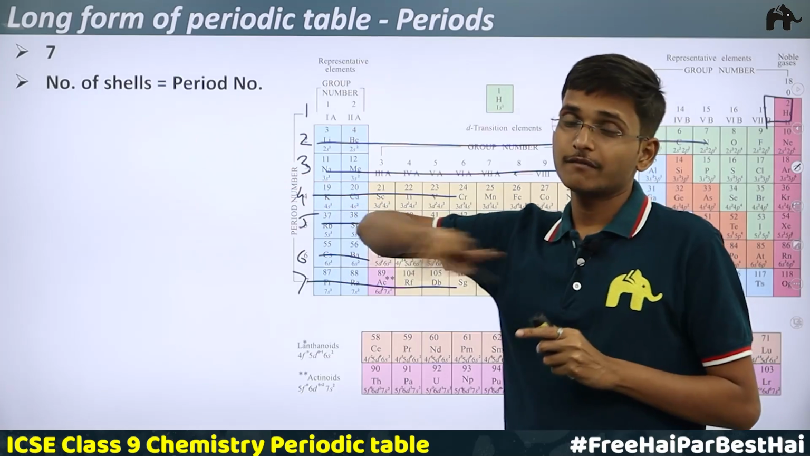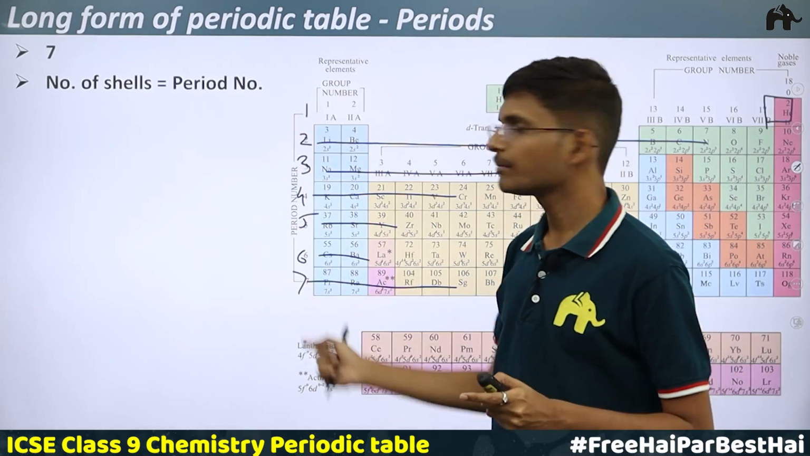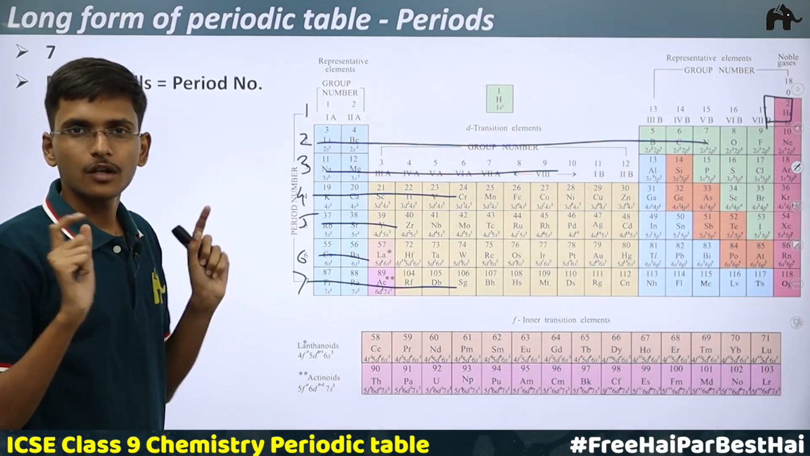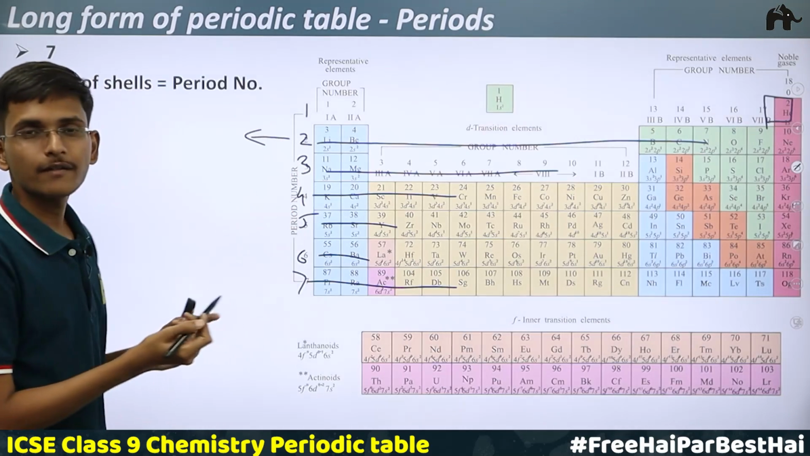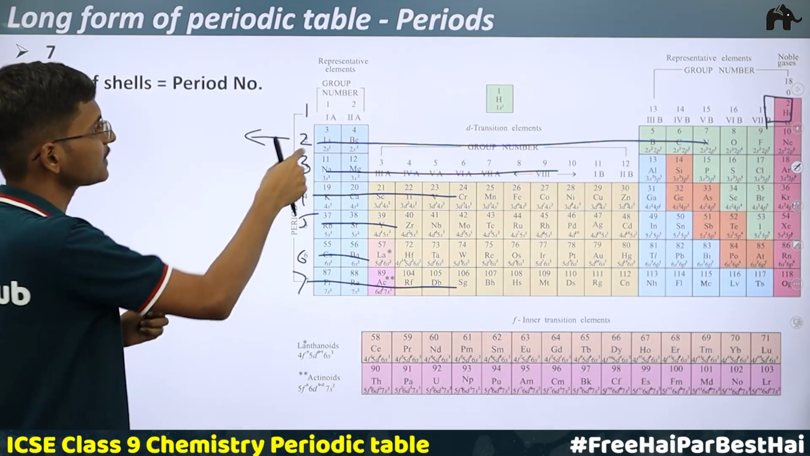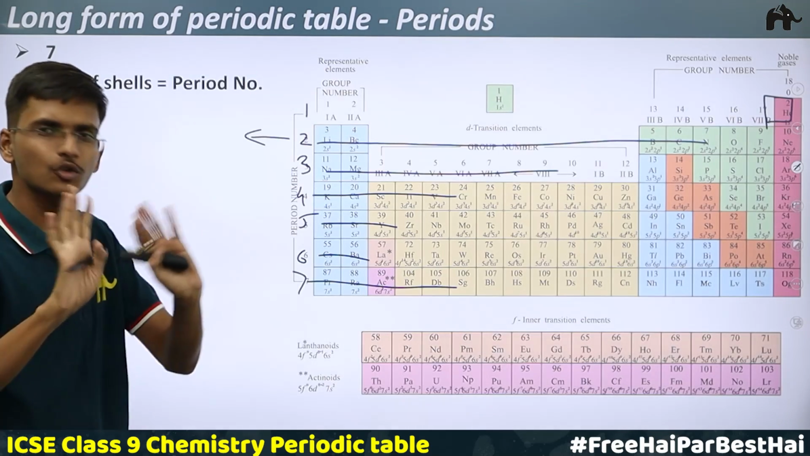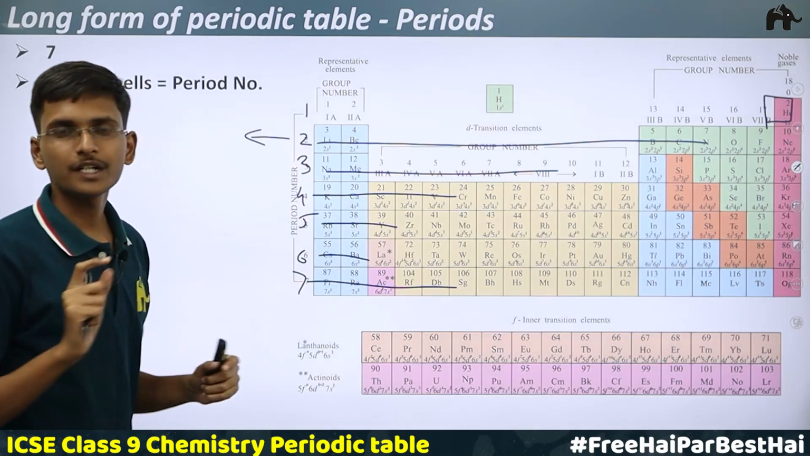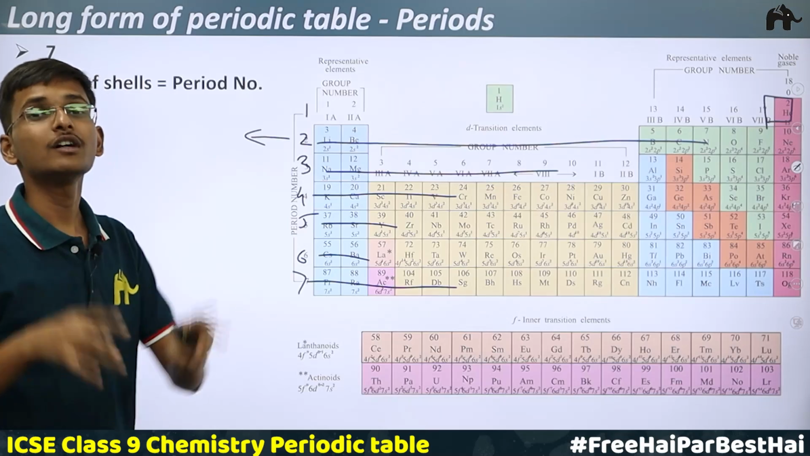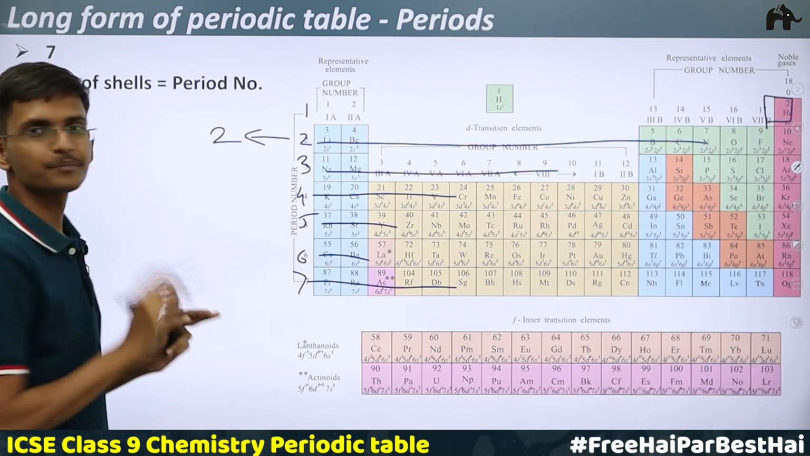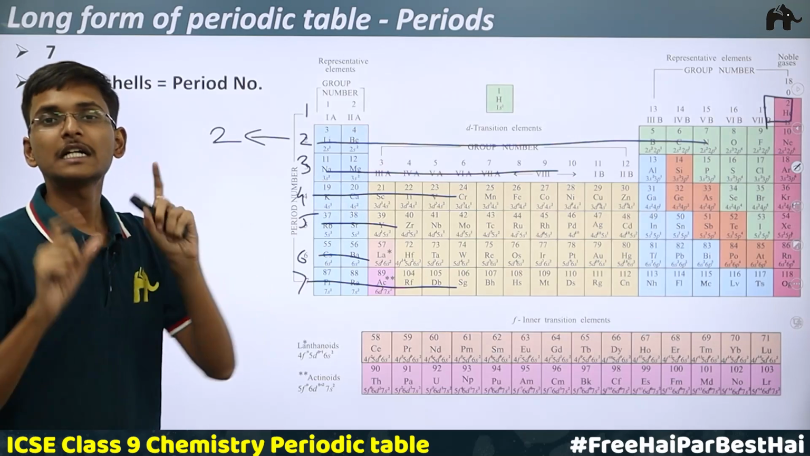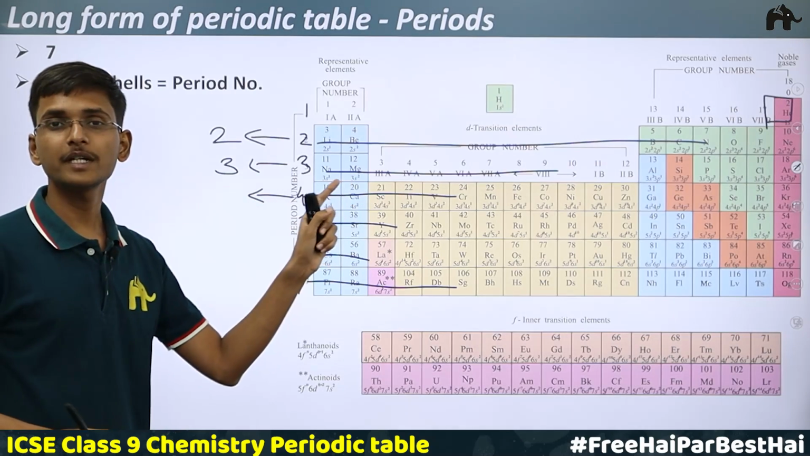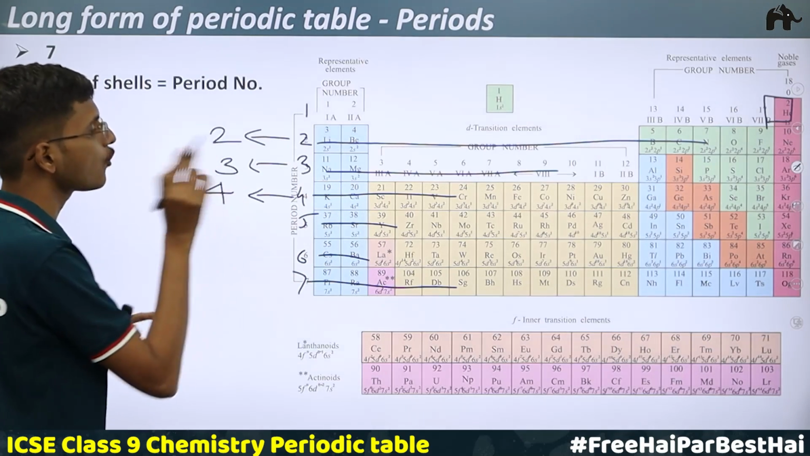Fine. Now the very interesting thing about the period is that whatever the period number is, all the elements present in that particular period have the number of shells same as the period number. Let me explain. Suppose I am talking about period number 2. All the elements present in period number 2, their atoms would have 2 shells. All the elements present in period number 3, their atoms would have 3 shells. Similarly, all the elements present in period number 4, their atoms would have 4 shells.